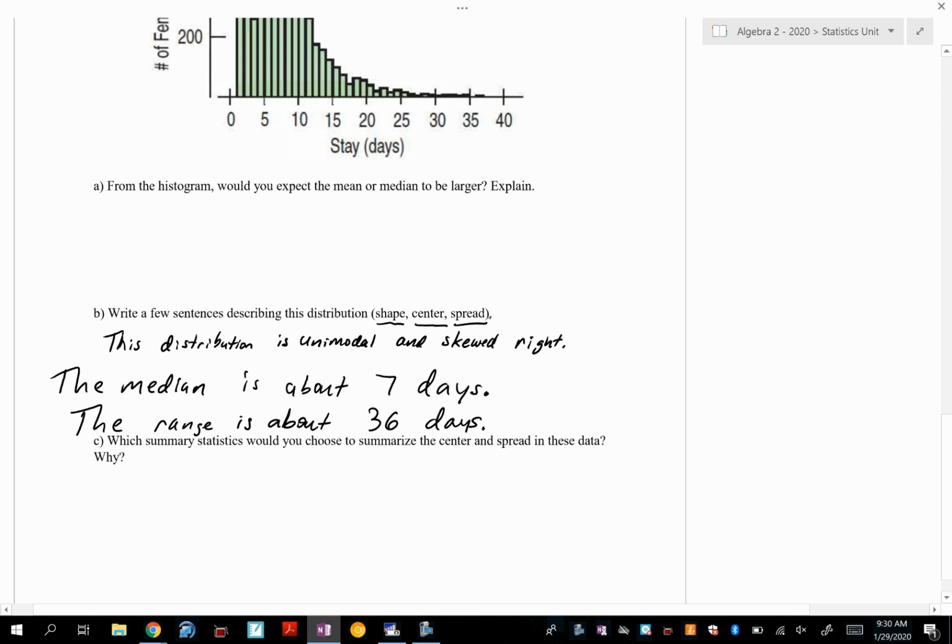So shape, we said it was unimodal, skewed right. Center, we said the median is about 7 days. And spread, the range is about 36 days. Those 3 things you have to describe every time.